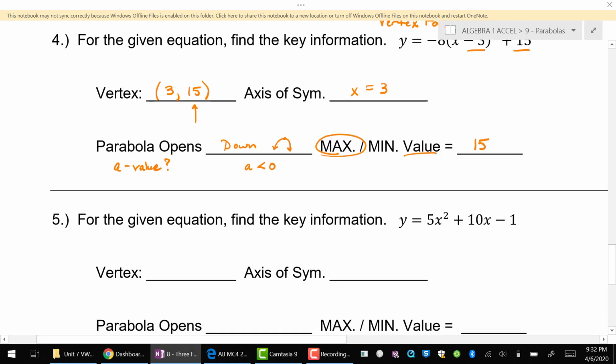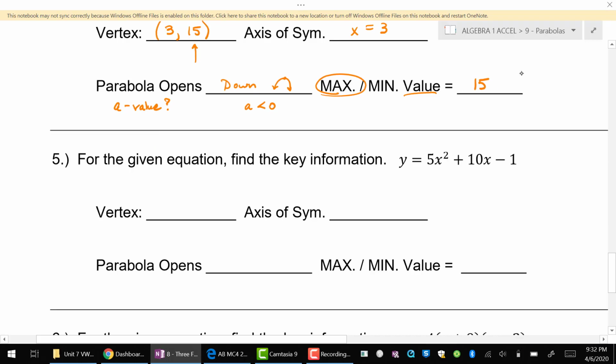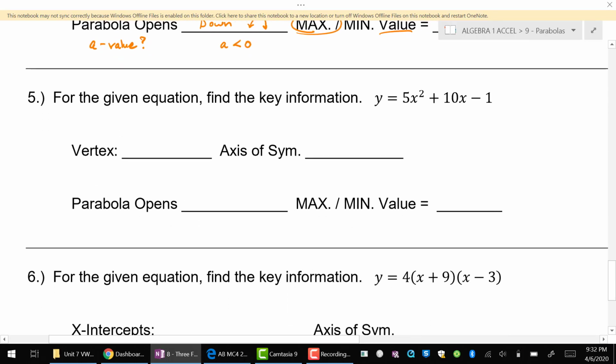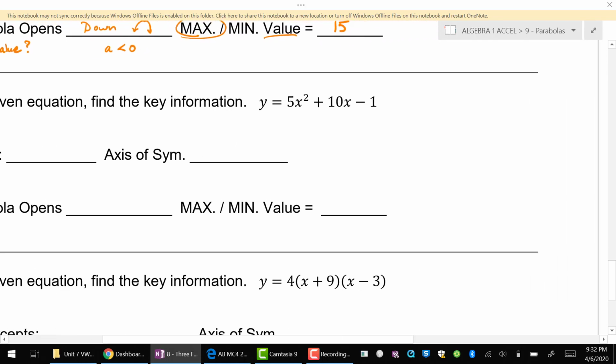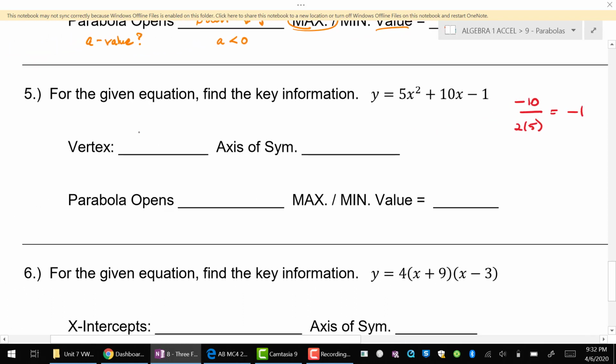Now, what about standard form? Look at number 5. Here's an equation of a quadratic function. This time it's written in standard form. Vertex. Well, I'm going to use opposite of b over 2 times a. So opposite of 10 divided by 2 times 5 is going to be -1. There's the vertex x, which is also the axis of symmetry.